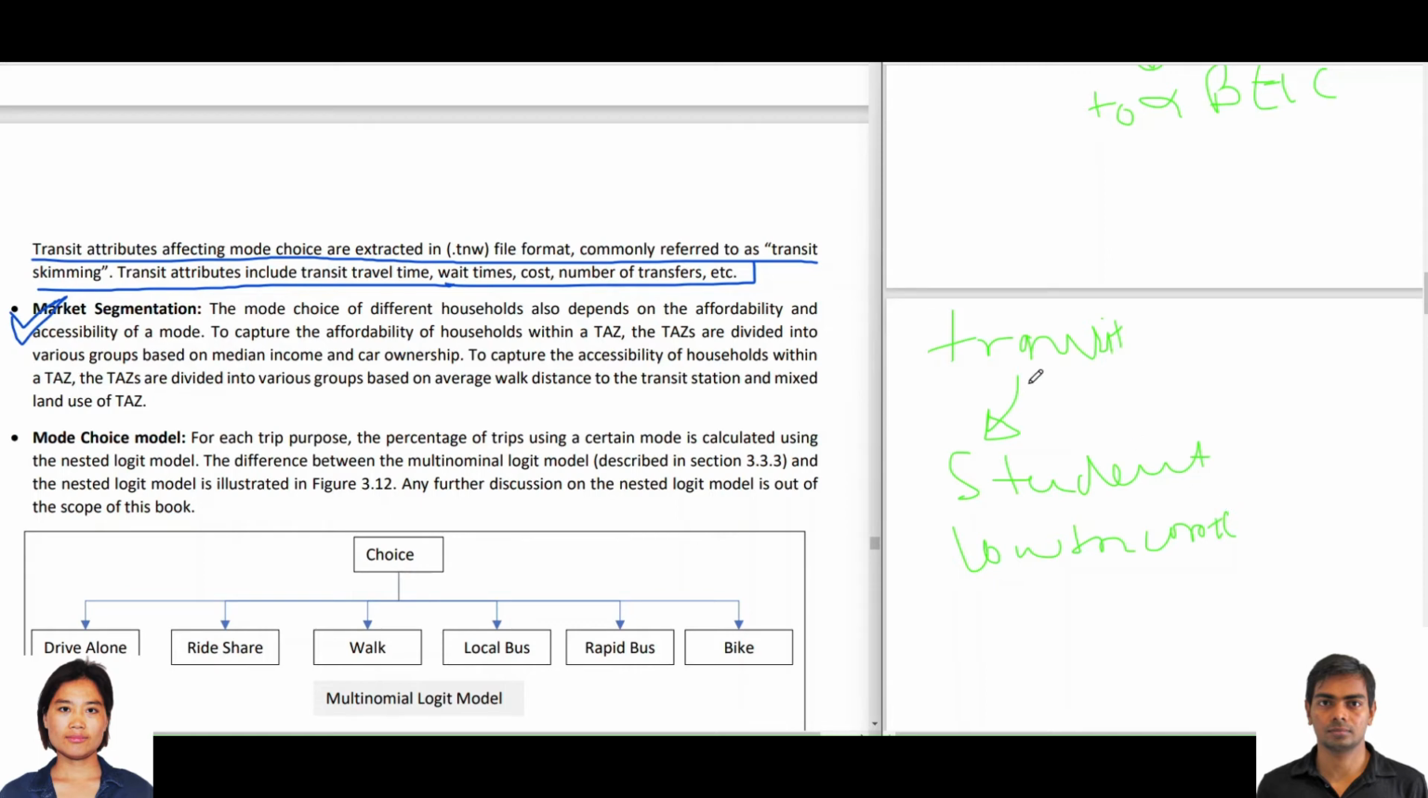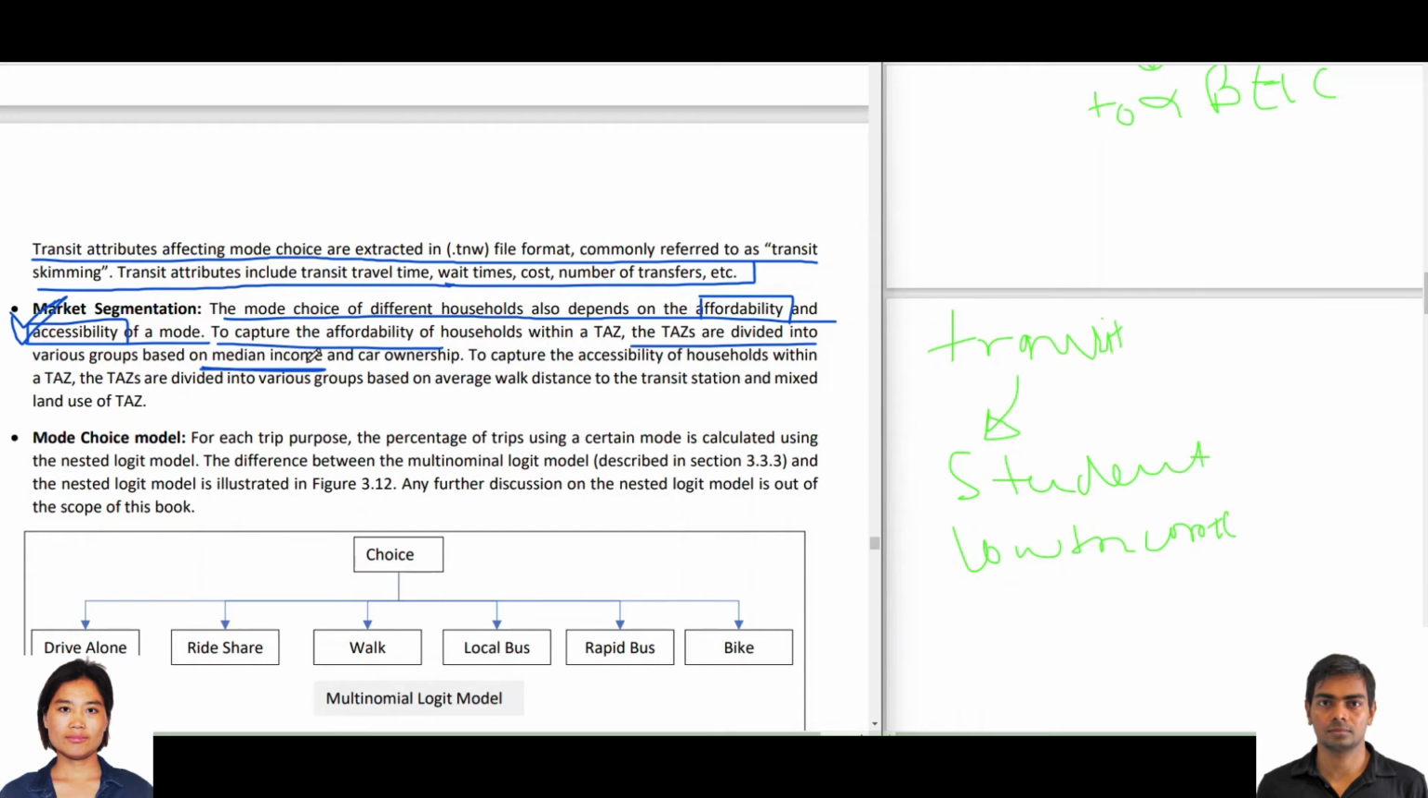And based on how close the transit system is. So the second one is to segregate our data based on the TAZ attributes which affect the transit ridership. The mode choice of different households also depends on affordability and accessibility. There are two aspects being discussed here: affordability, which relates to the income, and accessibility, on how accessible the transit system is. To capture the affordability, the TAZs are divided into various groups based on the median income. The biggest factor that affects the affordability of a mode is median income.